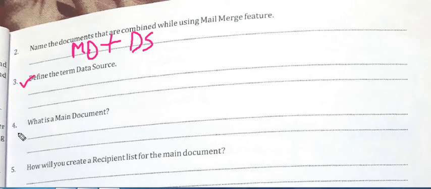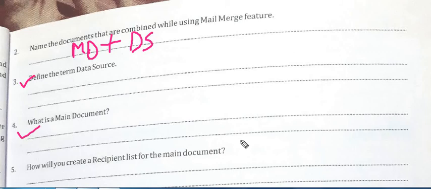Now what is main document? Data source is the name, address, phone number, father name, all these are data source which will be different for different people. And main document is the letter which is common to all of your friends, which you want to send to everybody, right? So main document contains the text that you wish to send to all of your friends, or all of your recipients to whom you want to send, right?